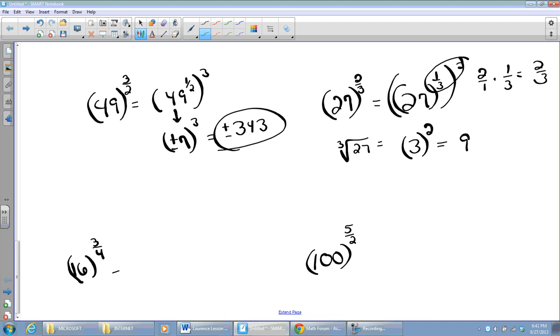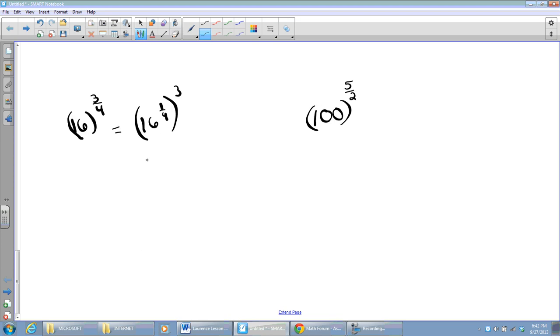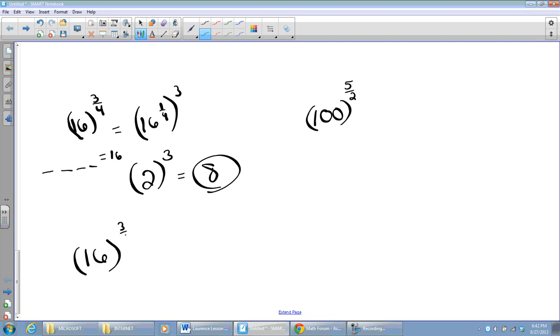Okay, 16 to the 3/4 power. I could consider that as 16 to the 1/4 power, and then I will cube that answer. Well, the 4th root of 16 is 2, and then I'm going to cube that. How did I know the 4th root of 16 is 2? Because what do I multiply by itself to get 16? Well, 2 times 2 times 2 times 2. And 2 cubed is 8. So, in other words, 16 to the 3/4 power equals 8. If you're not sure, you could punch it in a calculator if you don't believe me.